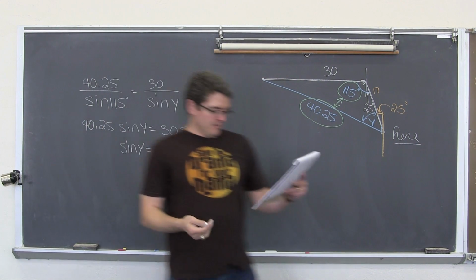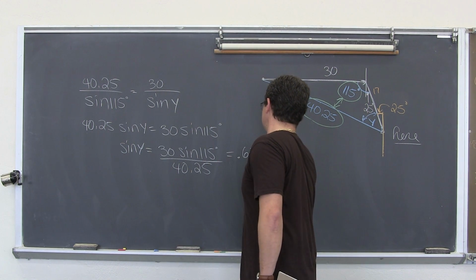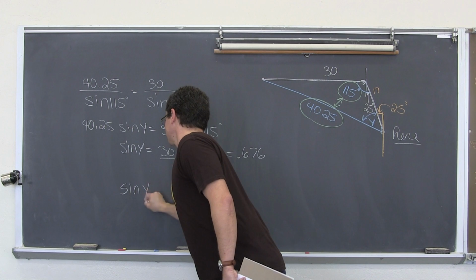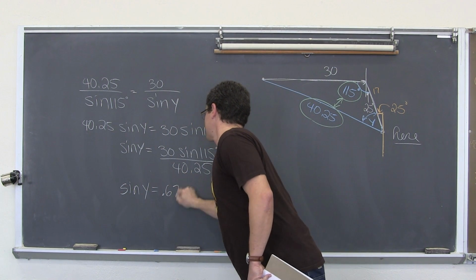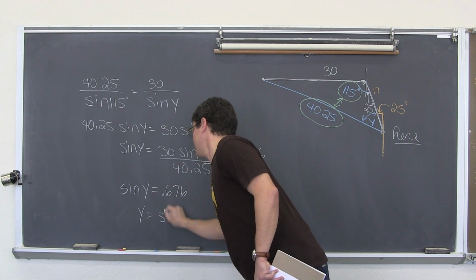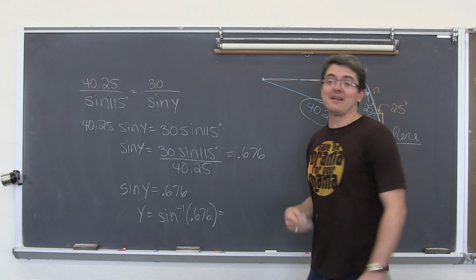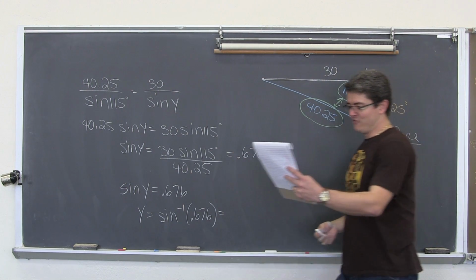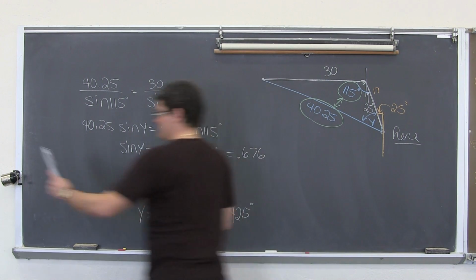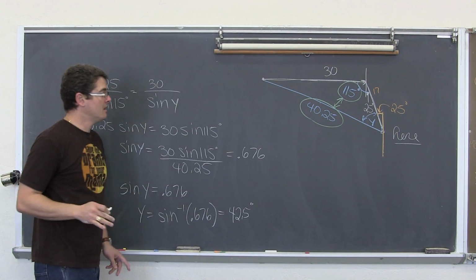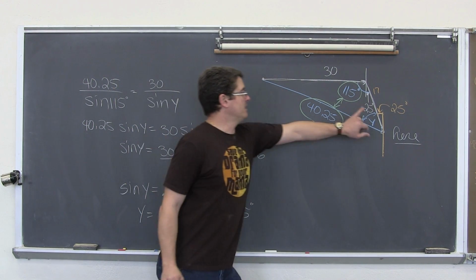That comes out to be 0.676. And we have the sine of y equals that 0.676. And y is equal to the inverse sine of 0.676. And that comes out to be 42.5 degrees. That is not your answer. That is this little tiny piece in here. Well, it's not so tiny, but this is y.